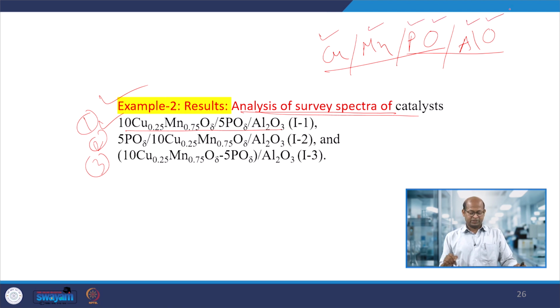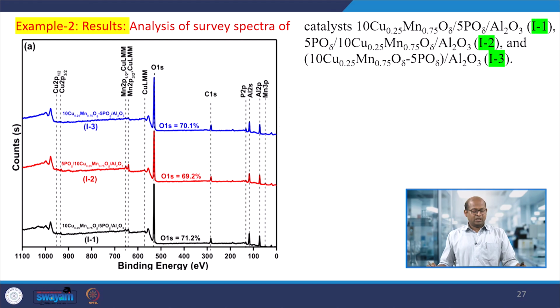So these are present in the same quantity, but the preparation was different. Methods of preparation of the three materials: method 1, method 2 and method 3 were used to prepare these three different materials. And then we have the surface spectra of the three different materials: material 1 surface spectra, material 2, material 3.